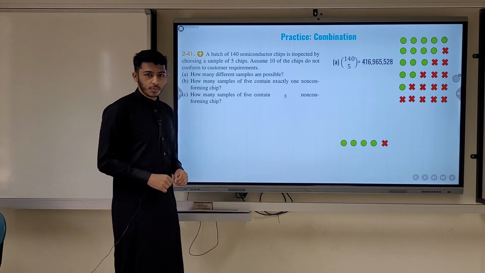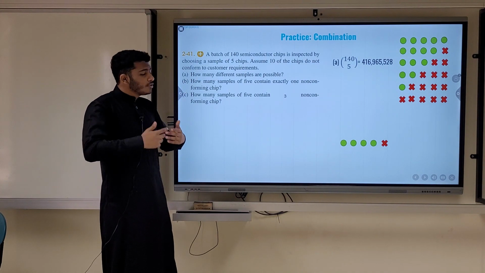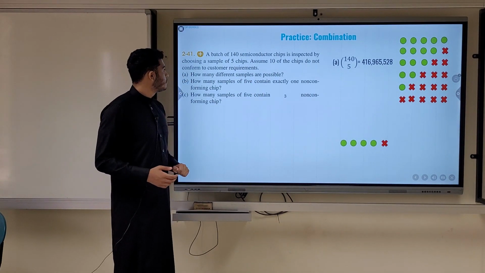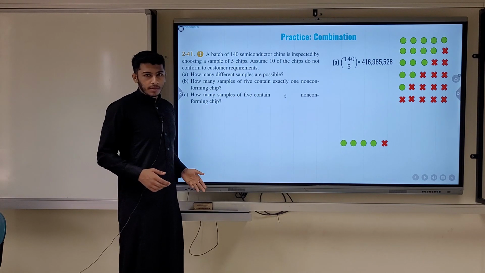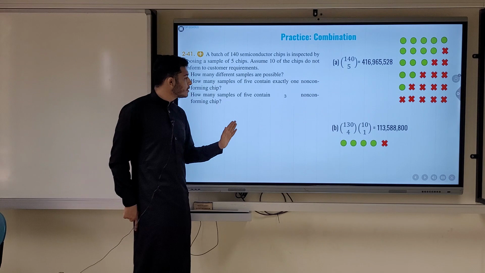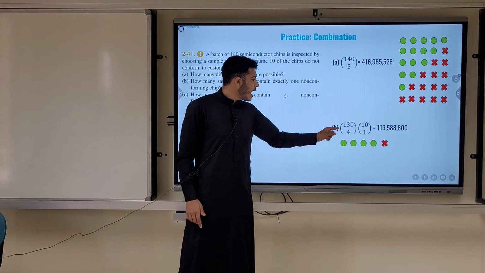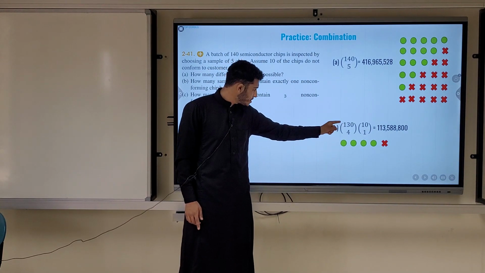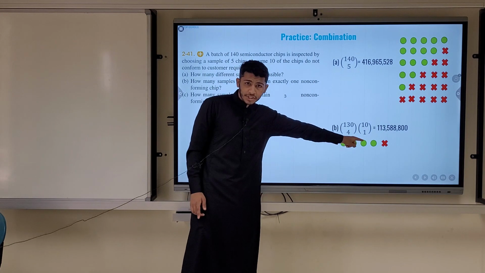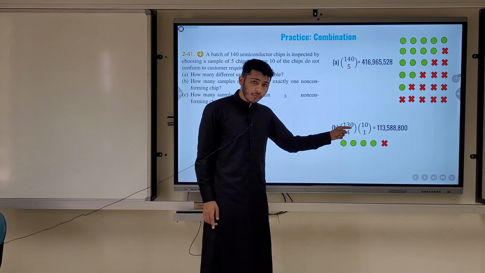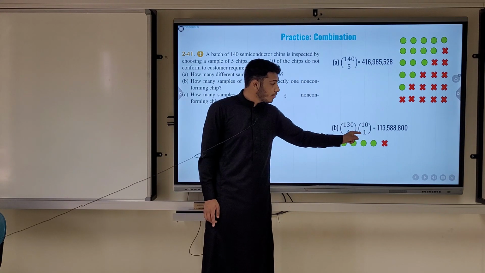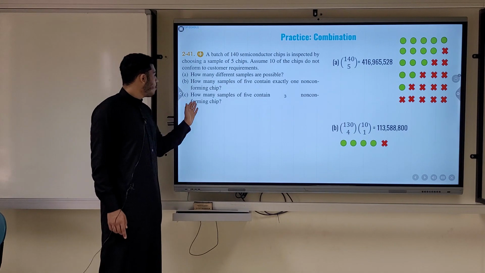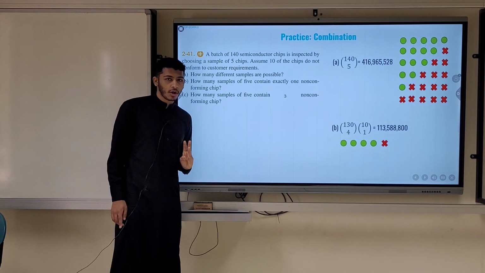My second question, how many non-conforming chips do we have? Well, we have 10 here. How many do we need? We need 1. So 10 choose 1. So it's going to look something like this, where you multiply both of the combinations with each other and you get this number right here. So 130, the number of conforming chips, choose the number of conforming chips you need, times 10, the number of non-conforming chips, choosing the number of non-conforming chips you need, which is just 1.